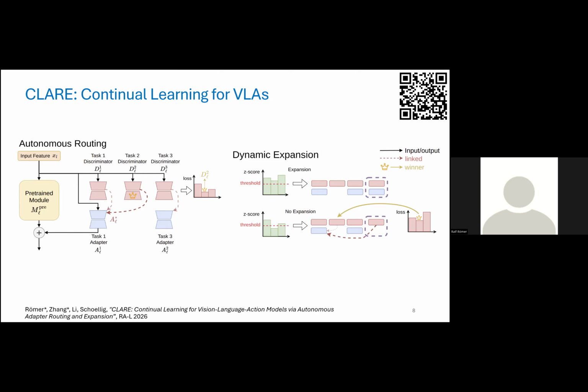In this case, we can just remember, okay, when we see this new task, here it would be task 4, we can just use the adapter from task 1 because its features are very similar to the task. And so then we would just link the new discriminator to this already existing adapter.